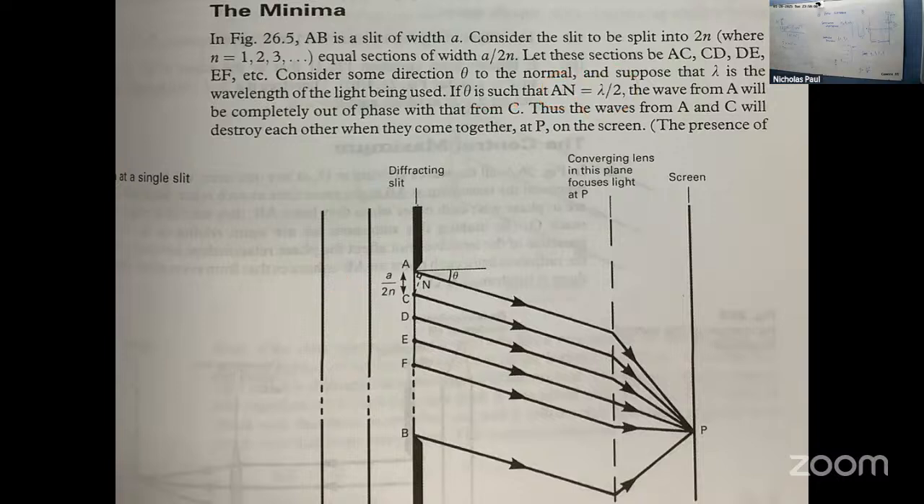Let's go back to our diagram. Where is AN? I'm zooming in here. What does AN represent? A ray leaving A and a ray leaving C. Two words, one beginning with P and one beginning with D. Path difference. So the path difference for this way and this way is that distance there, AN.